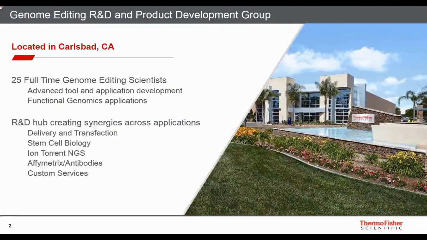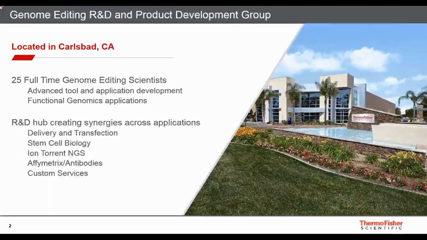Before we get too deep, I did want to take a moment and acknowledge our genome editing R&D and product development group that I work very closely with. We're all located in Carlsbad, California, and there's a team of 25 full-time genome editing scientists that I partner with. We're all working to advance tools and application development around genome editing, working to improve the CRISPR-Cas9 and TALEN effector nuclease technologies, and with specific emphasis on functional genomic applications.